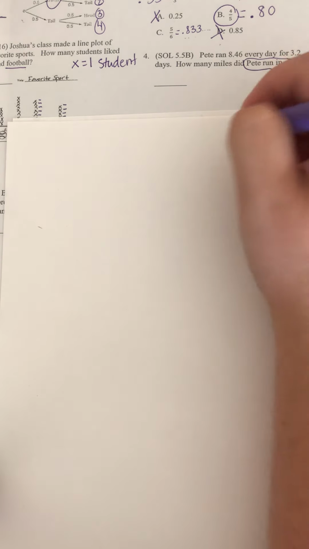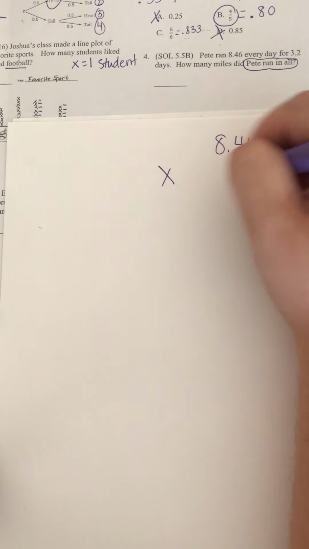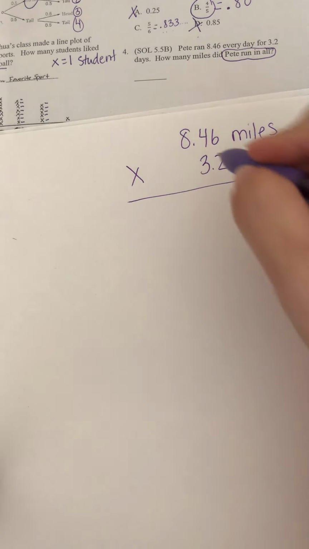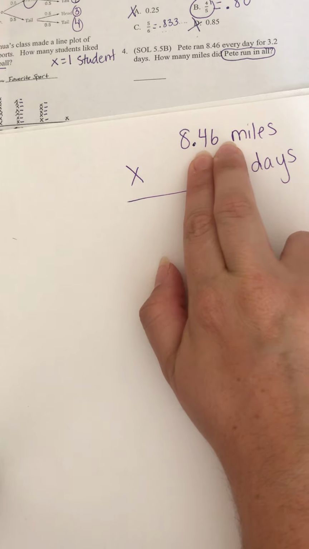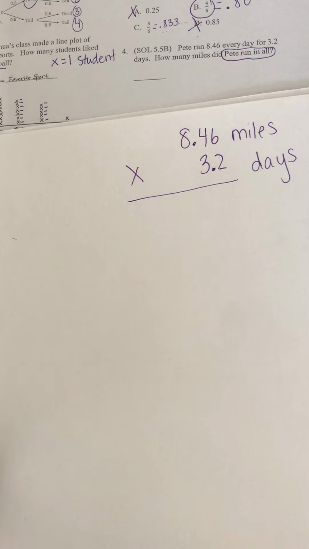Number 4 says Pete ran 8 and 46 hundredths every day for 3.2 days. How many miles did he run in all? So what I'm going to do is I'm going to take his distance, and I'm going to multiply that by days. All right, I want you to notice that when I'm multiplying the decimals, I do not line them up. I just line up the digits, not the place value. Okay, and then I'm going to multiply.